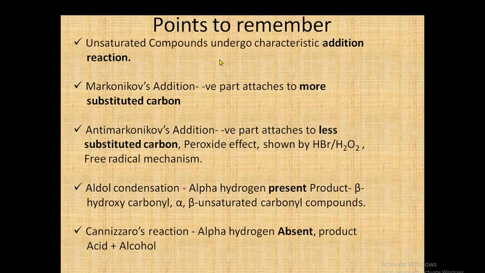Unsaturated compounds undergo characteristic addition reactions. Always remember this. If you have a carbon-carbon double bond or triple bond, they will undergo electrophilic addition reaction, while carbonyl compounds will undergo nucleophilic addition reaction.